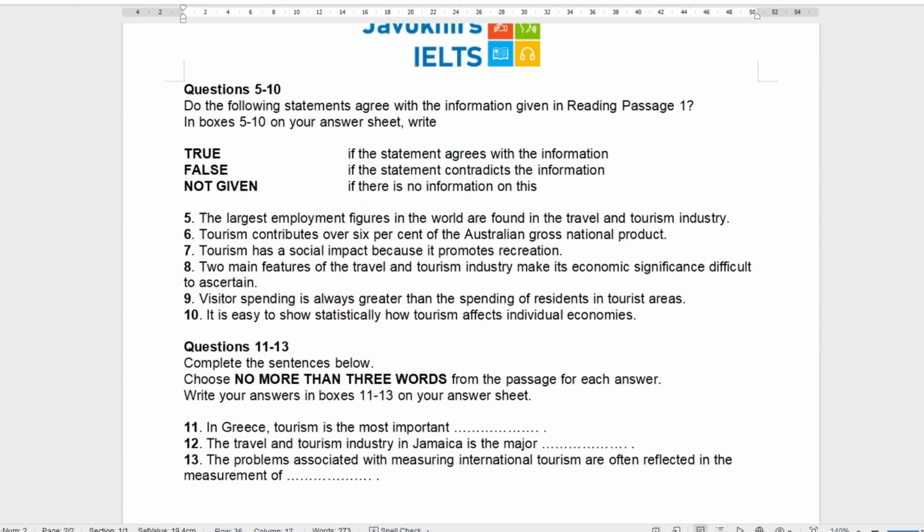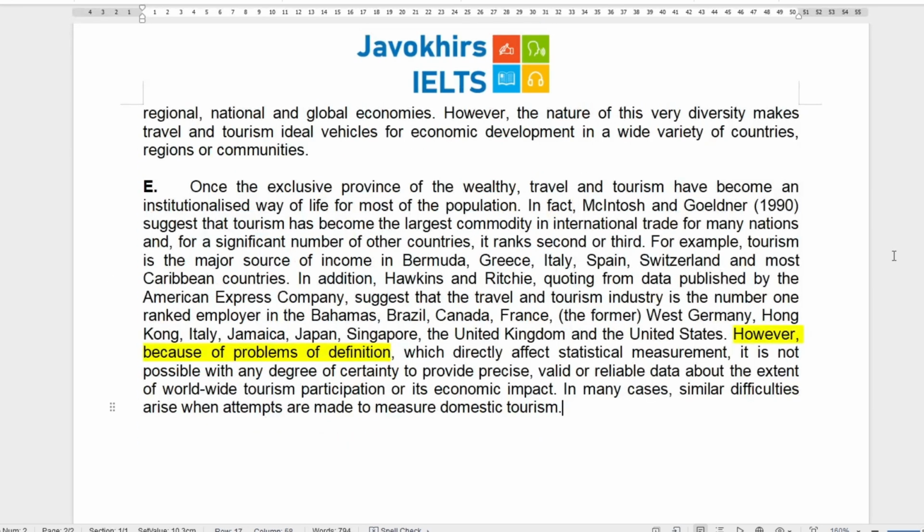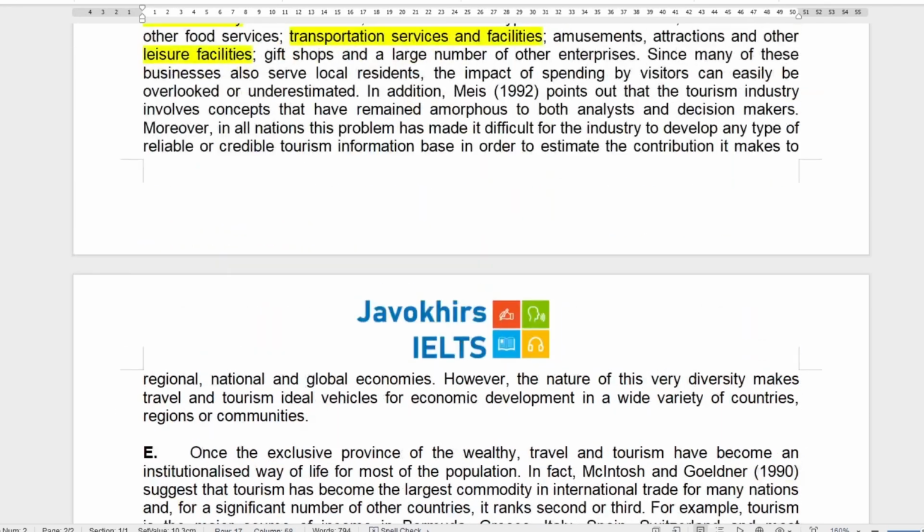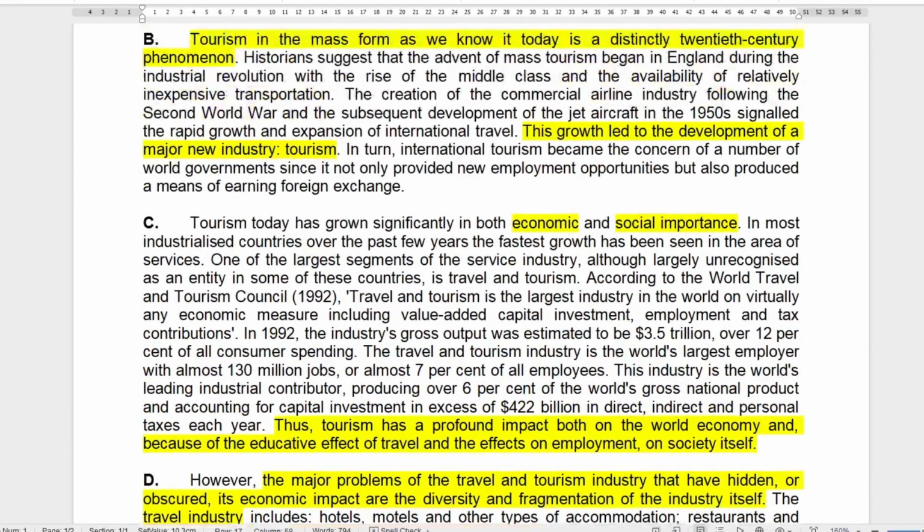Now we have to go for the true formula given. The largest employment figures in the world are found in the travel and tourism industry. So the keywords are the largest employment figures, and I know that the largest employment figures were mentioned in a paragraph. I guess it was in paragraph C. There we go. We have 130 million jobs.